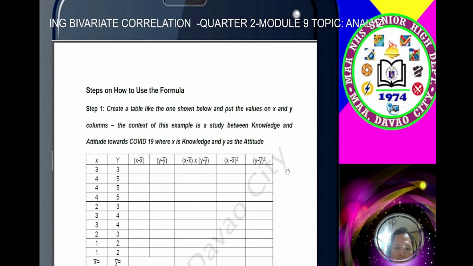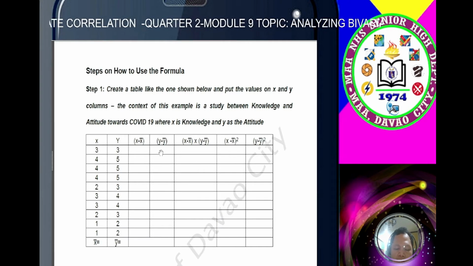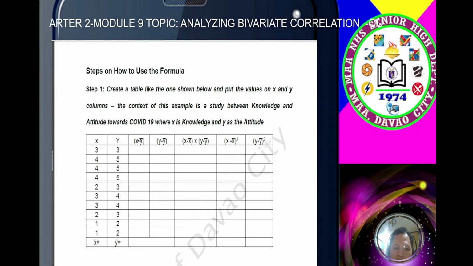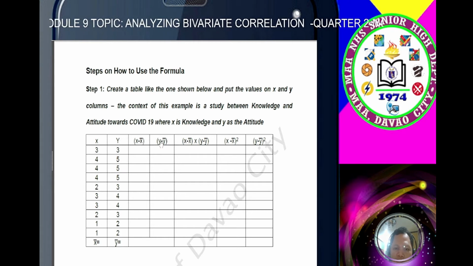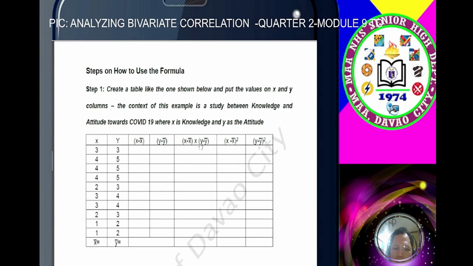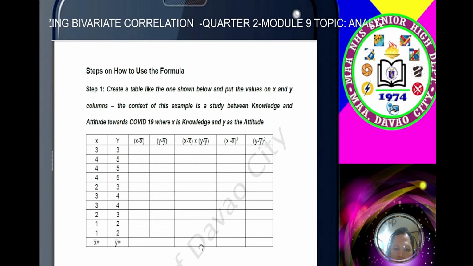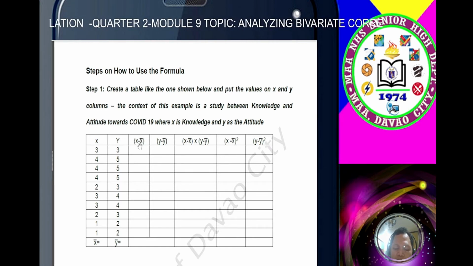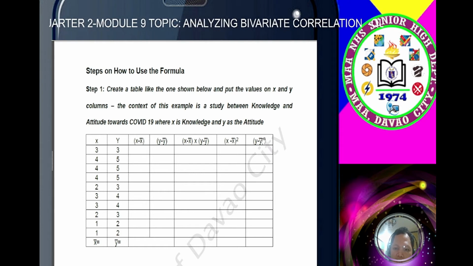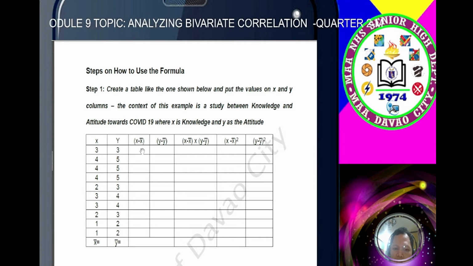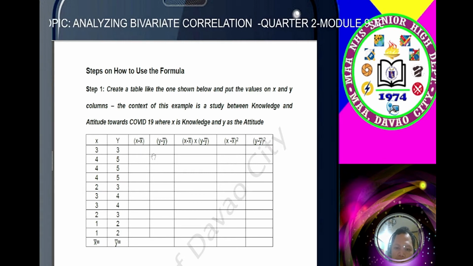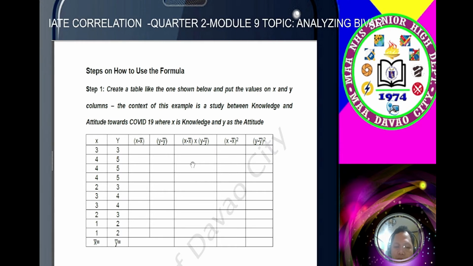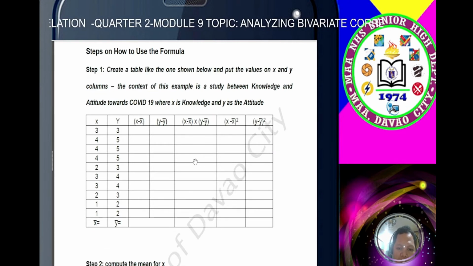So, steps on how to use the formula. First, you must create this table. These are the things we need. We have the column for x minus the x mean and y minus the y mean. Then the product of these two, the third column. Then another would be the square of x minus x mean. Then the last would be y minus y mean squared. So remember this in making the table. You can use Excel to hasten your computations.